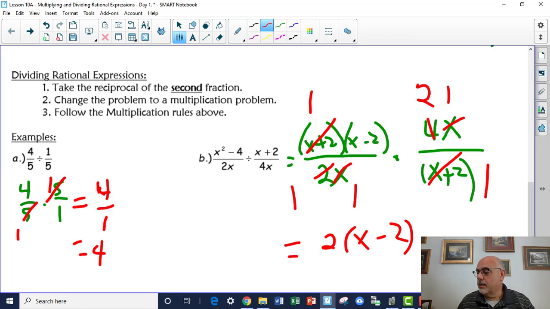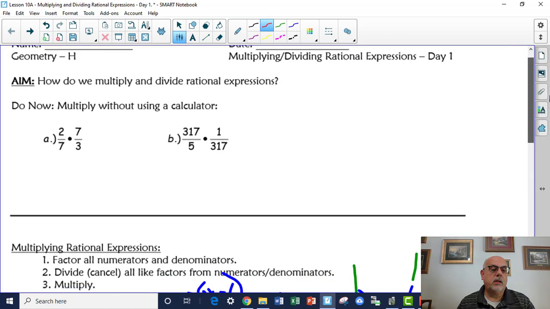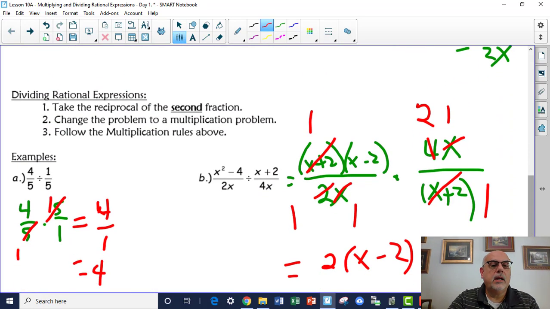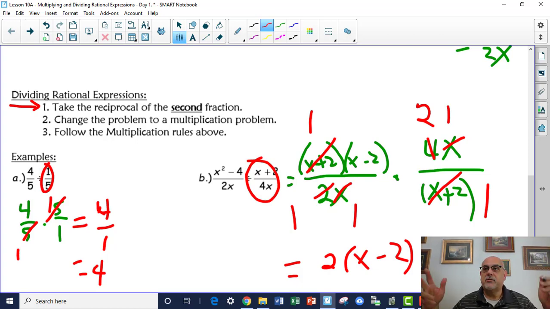And so this is the lesson on multiplying and dividing rational expressions. So remember, on multiplying, factor first, okay? Dividing, take the reciprocal of the second fraction, flip the fraction that's being divided, okay? In this case, the second one, right? Then you change the divide to a multiply sign, and then go back up to multiplying rules, which is factor first.